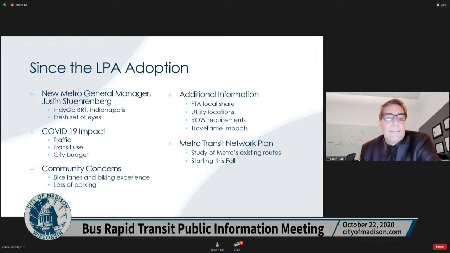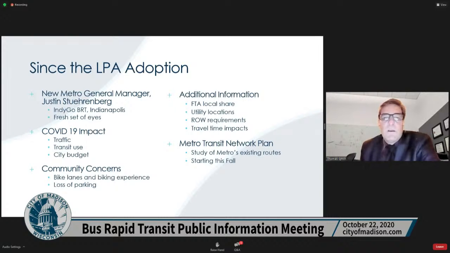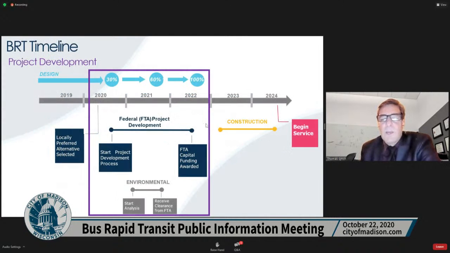We've also had the COVID-19 impact, which has affected traffic, transit usage, and the city budget. We continue to have community concerns, as with any project, regarding accommodations for all users, bike lanes, as well as loss of parking. Now that we're deeper into the project, we also have more information from the FTA coordination, utilities, right-of-ways, as well as tribal time. And then, as was mentioned previously by the mayor, we're entering another exciting portion of our system development with the Metro Transit Network Plan, which will study Metro's existing routes and put them into context with the BRT.